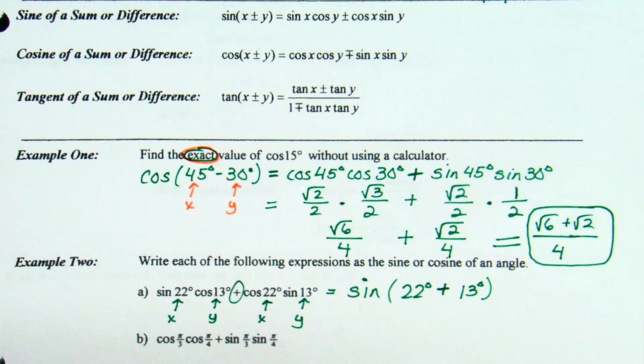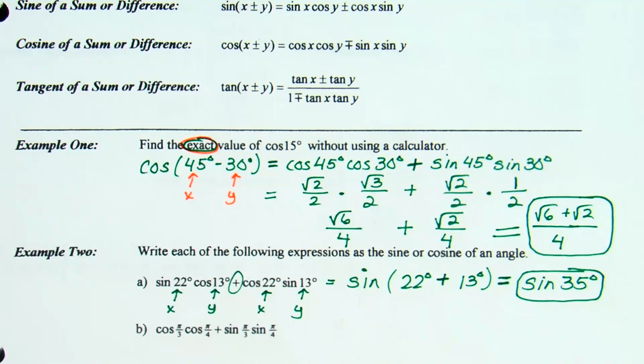In the sine identity, it's plus minus, plus minus. That means the sign stays the same. So since it started with a plus sign, it's still a plus sign over here. Clean this up to give me a final answer. What is 22 plus 13? 35. So my answer is the sine of 35 degrees.